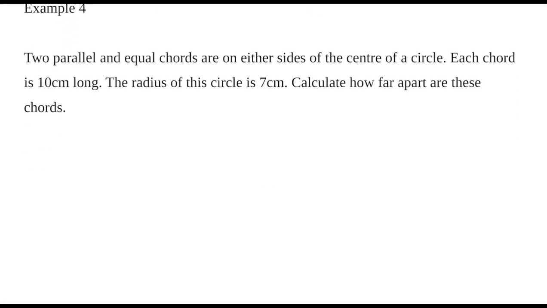I'd leave this question for your practice. You are told that 2 parallel and equal chords are on either sides of a circle. Each chord is 10 centimeters long. The radius of the circle is 7 cm. Calculate how far apart are these chords. Now, just practice on this one and feel free to drop your solutions in the comment section.